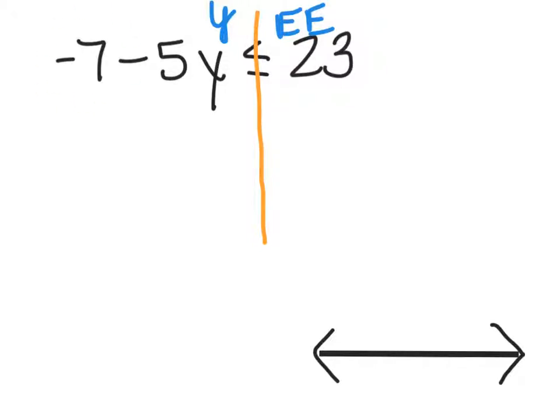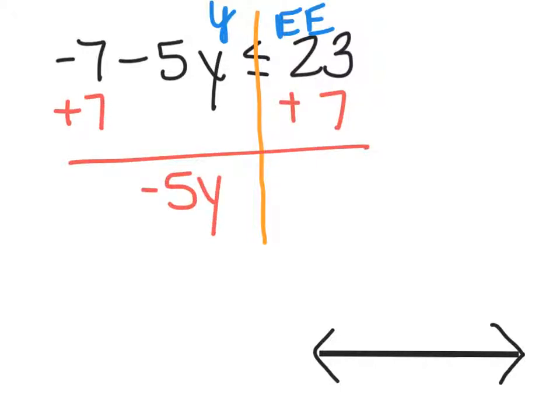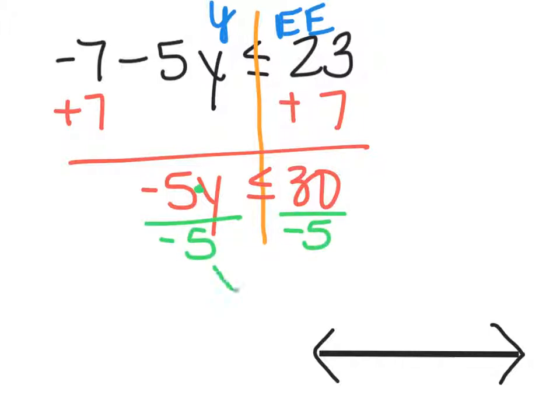To get rid of that minus 7, I'm going to do the opposite of that, which is to add 7 to both sides. So negative 5y is less than or equal to 30. My very final step, I have to get rid of this negative 5 that's in front of y, so I'm going to divide both sides by negative 5. So I end up with y on one side and negative 6 on the other.